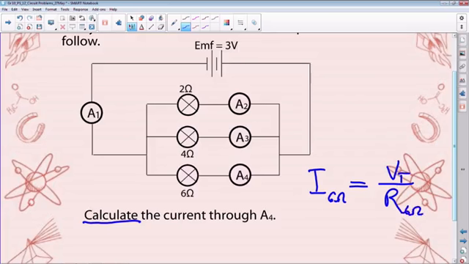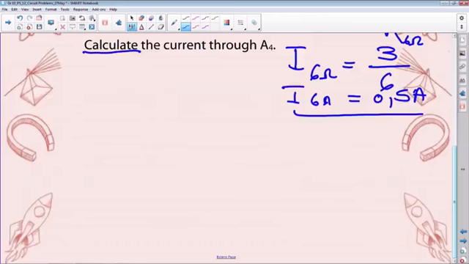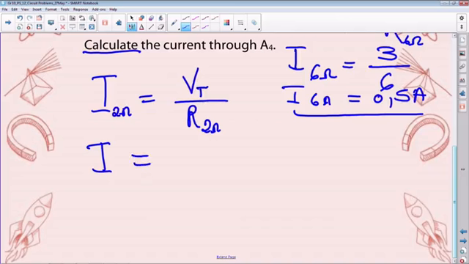meaning that we can maybe put it to the test and check just to verify how much current will pass through the 2 ohm resistor. So the current through the 2 ohm resistor is equal to V total, which is the constant voltage in the parallel combination, divided by the resistance of the 2 ohm resistor, which is exactly 2 ohms. So current through that will be 3 divided by 2. In this case, our current through the 2 ohm resistor will be 1.5 amperes.